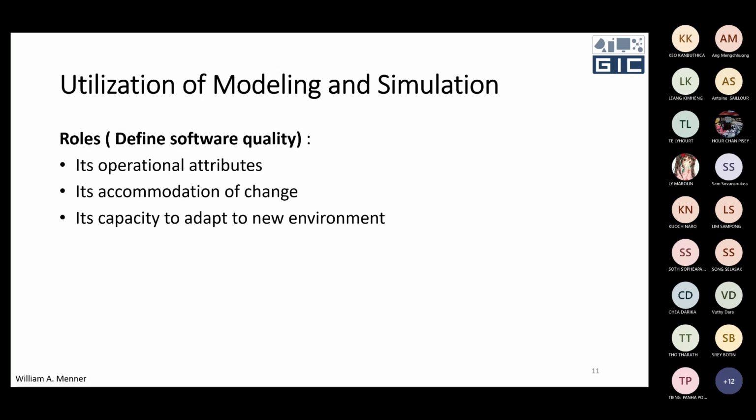So about the role of modeling and simulation, I just identify it with software quality. In other terms, we have a different role. The role of modeling and simulation is about its operational attribute. So we try to define what the attributes are in our proposed system. In this case, we focus on the software, so it is an attribute of your software. The role of modeling is to provide the operational attributes in our software.